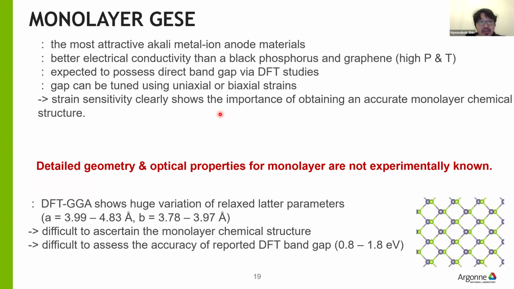geometries. But the detailed geometries and optical properties of the monolayers are not experimentally known, because DFT GGA shows a huge variation in the relaxed lattice parameters for the monolayer systems. It tells us that it's difficult to obtain the monolayer structures using DFT, and also difficult to assess the accuracy of the reported DFT band gaps, because they vary from 0.8 to 1.8 electron volts depending on the structures and the exchange correlation functionals used in the study.